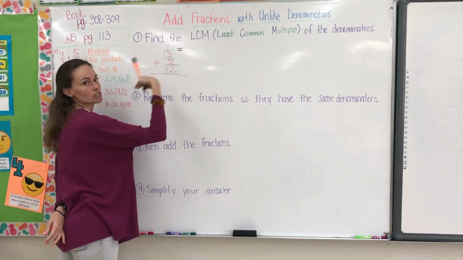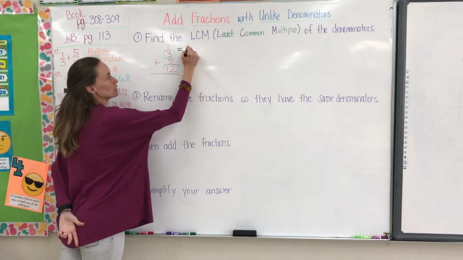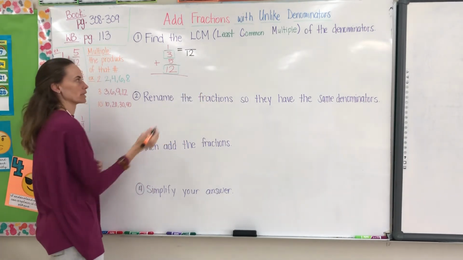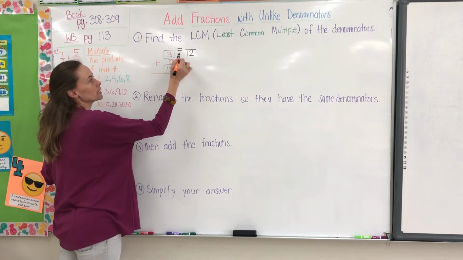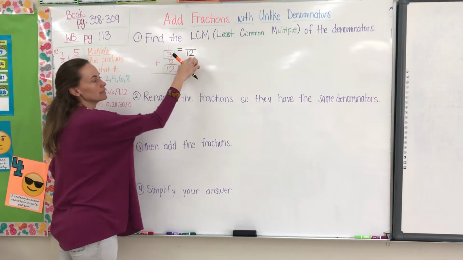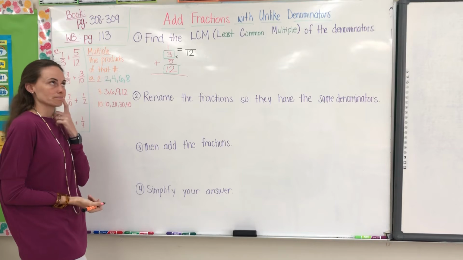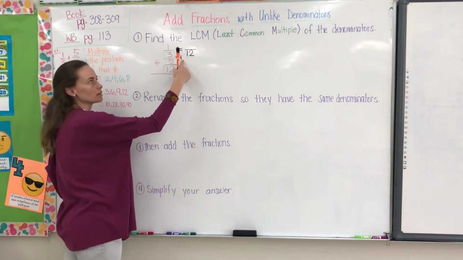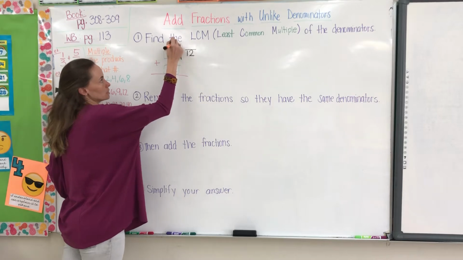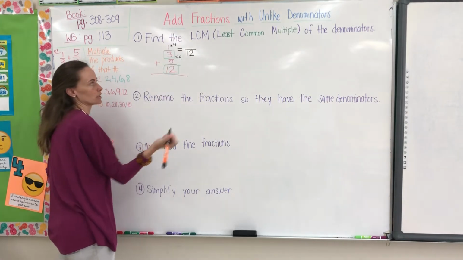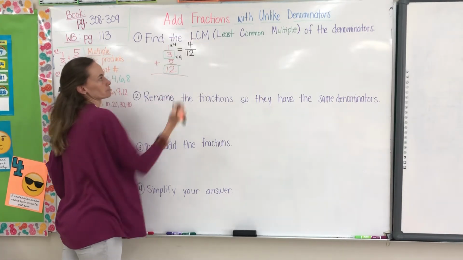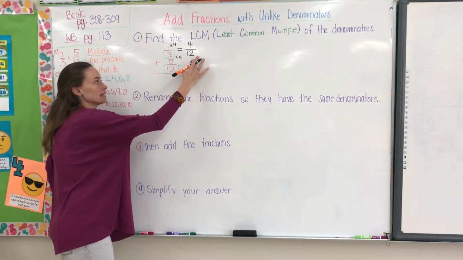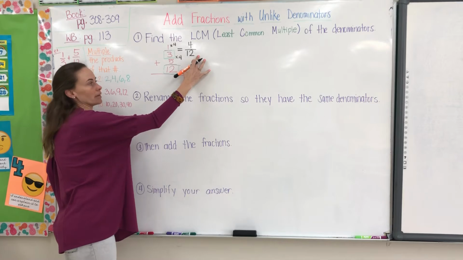Remember, equivalent fractions is when we make another fraction that's equal to it by multiplying, right? So we have to say 3 times what gives me 12? 4. Whatever we do to the bottom, we do to the top. So we do 1 times 4 gives us 4, right? So this is our new fraction. Now they have the same denominator.